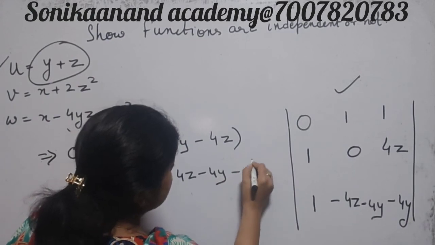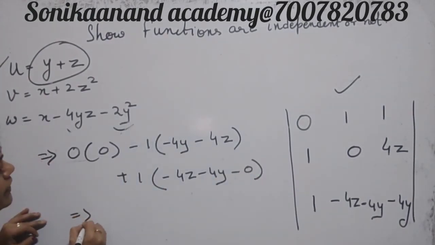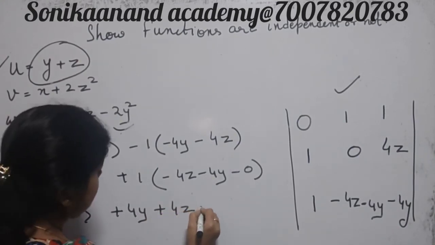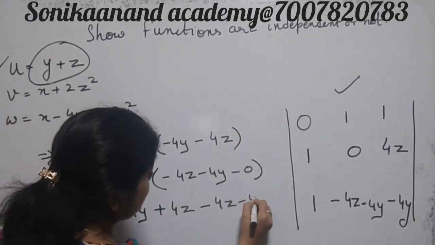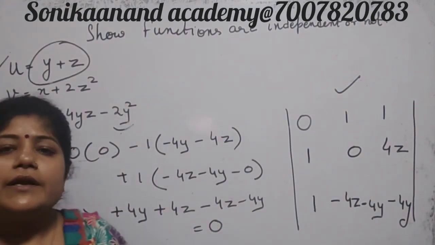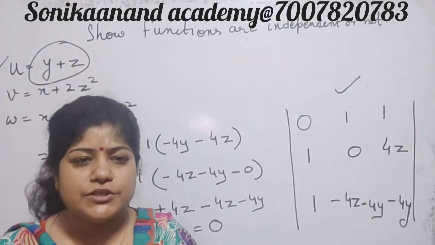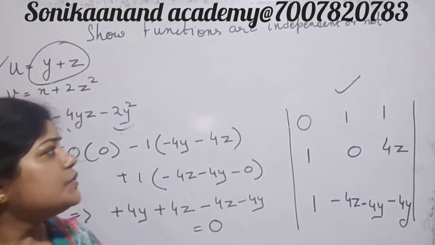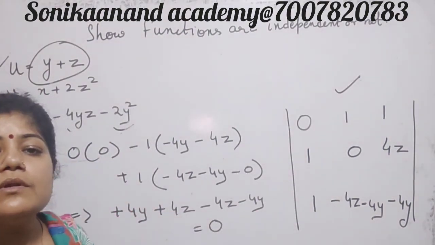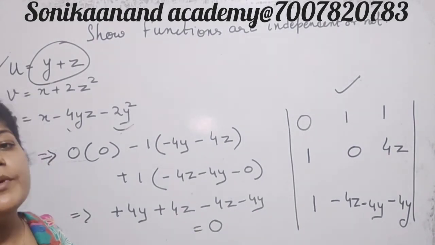Then minus 0. Okay. Now we solve it. We get plus 4y plus 4z minus 4z minus 4y. So it is equal to 0. That means they are not independent. They have some relationship. Okay. So in this way, we learn how to solve problems using Jacobian formulas.